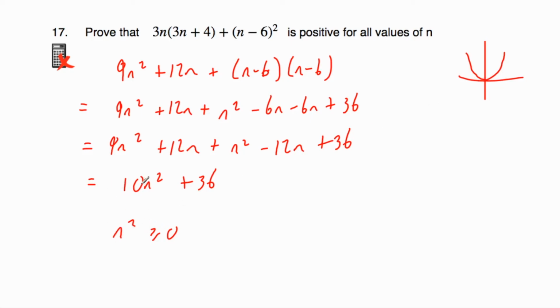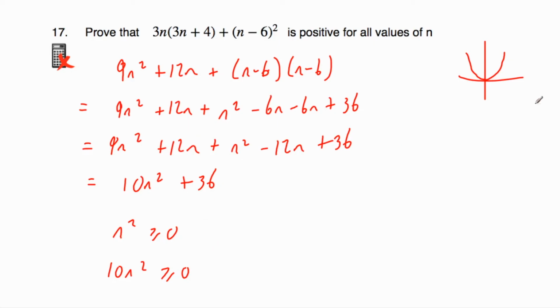Now if we multiply that by 10, well, the smallest value could have been 0. If we times that by 10, that would still be 0 because 10 times 0 is 0. So 10n squared would be bigger than or equal to 0 as well, because the smallest value could have been 0. If you times that by 10, you still get 0, and all those positive values, if you times them by 10, they just get 10 times bigger.